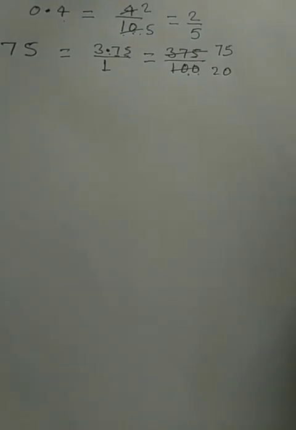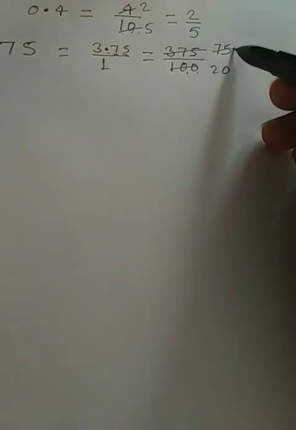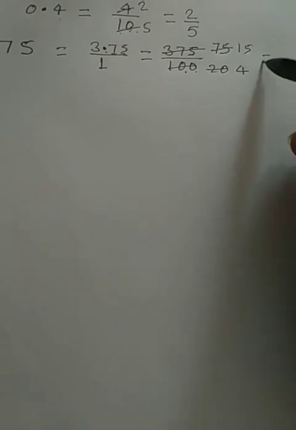Now it is also reducible by 5, so 5 times 15, and 5 times 4. Now it is 15 by 4. You can see this is also the p by q form.